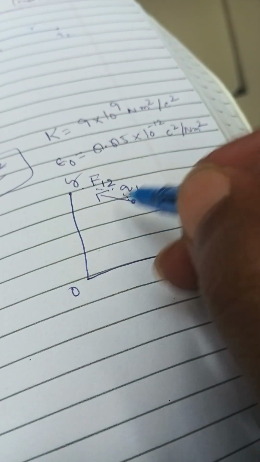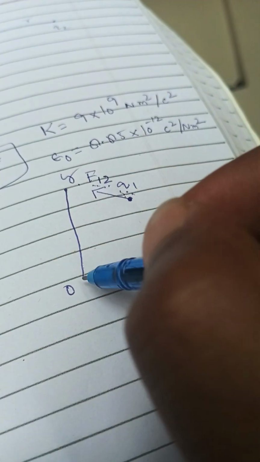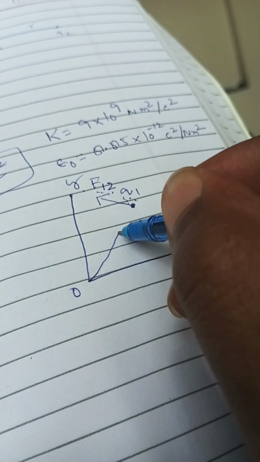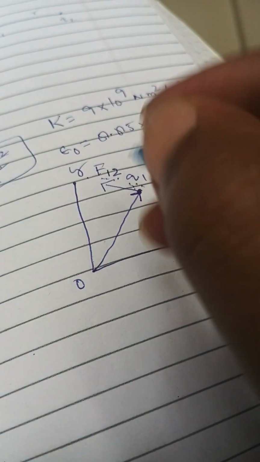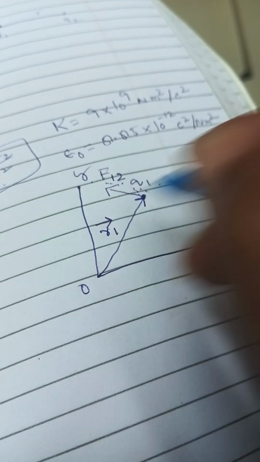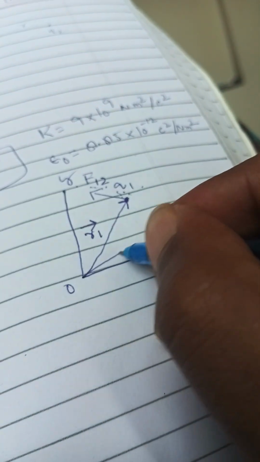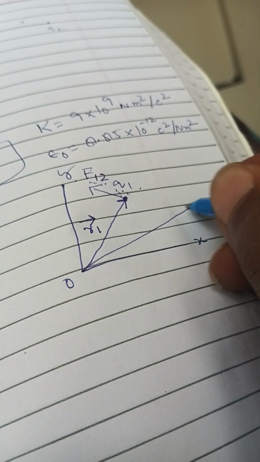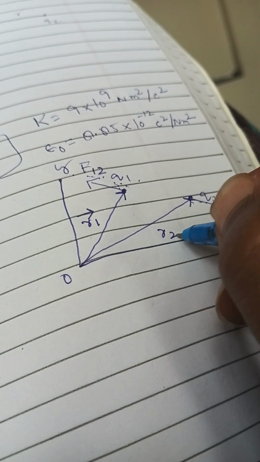Now see, the position vector of this point is the vector from the origin to the position of this object. The charge is Q1, and I will name this position vector R1. Similarly, the position vector for Q2 is the vector from the origin to the position of this object, and we will name it R2.